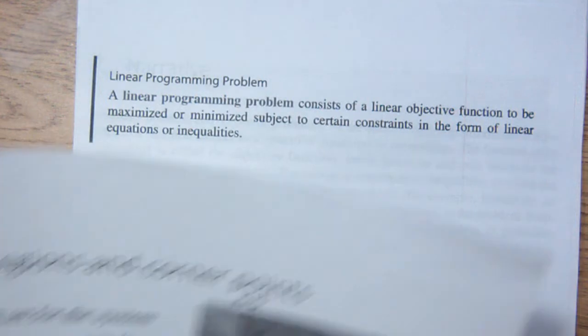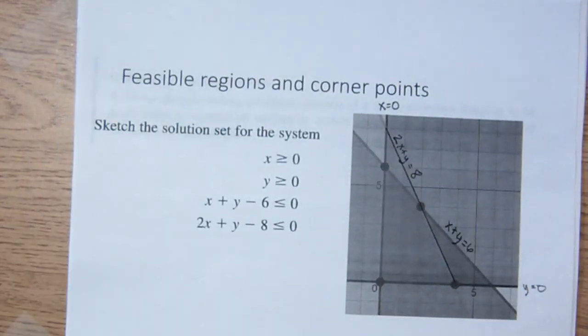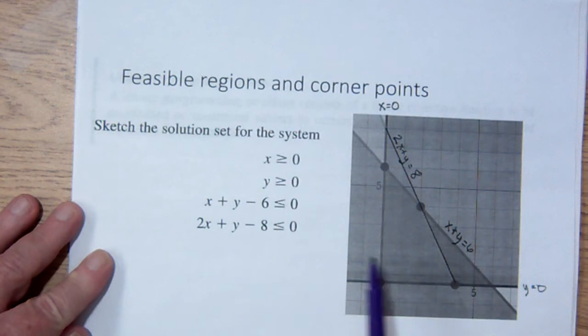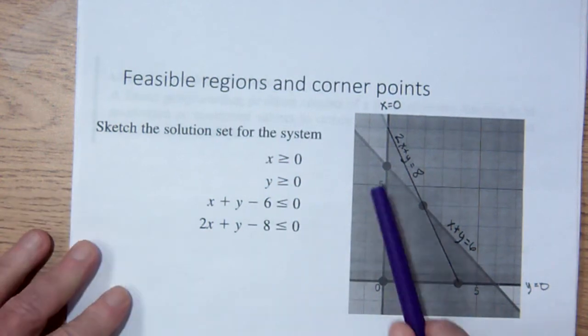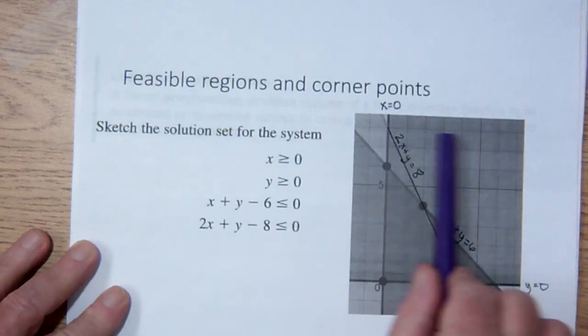Now let's talk about then how we would graph a feasible region and find the corner points. So here we have 4 constraints, 1, 2, 3, and 4. Now, when I say x is bigger than or equal to 0, that means I look at the line x equal to 0, which is this one. It's everything where x is positive.